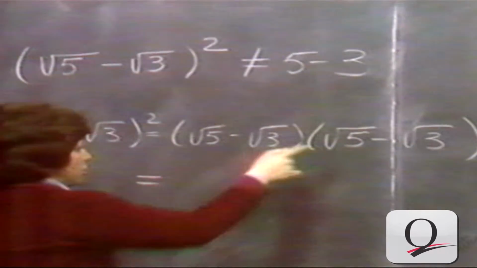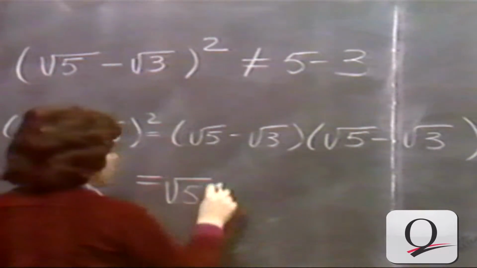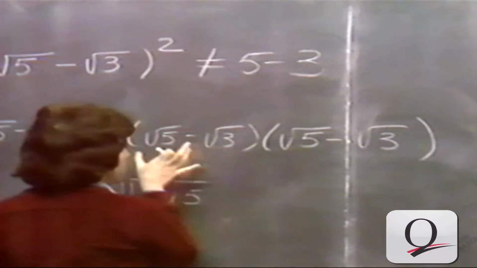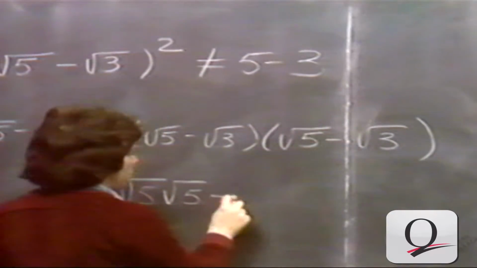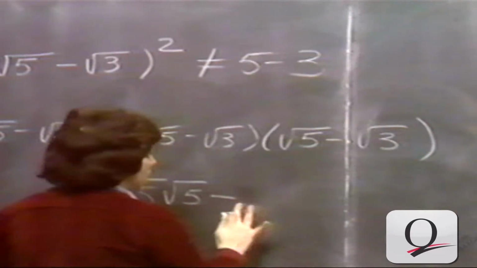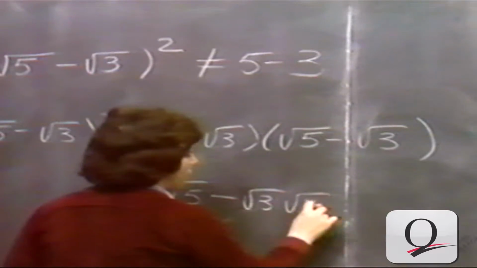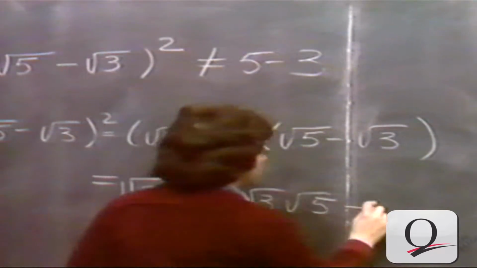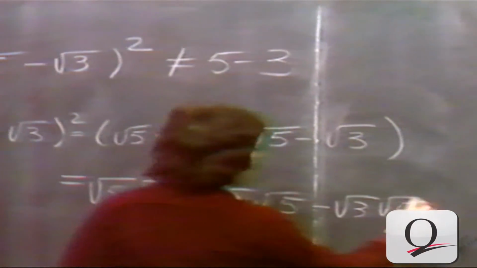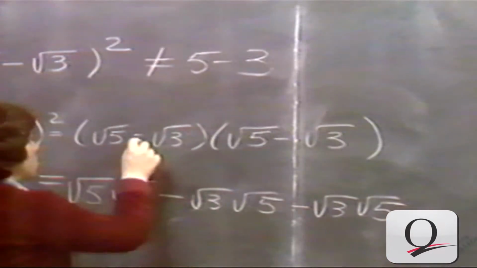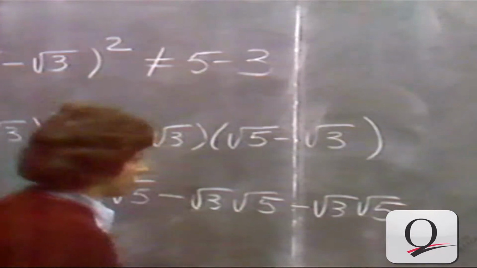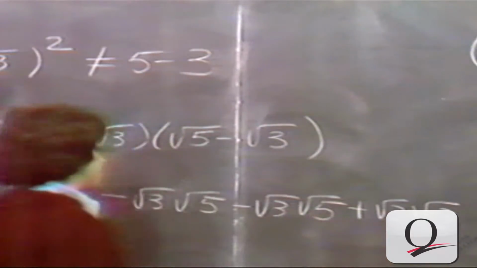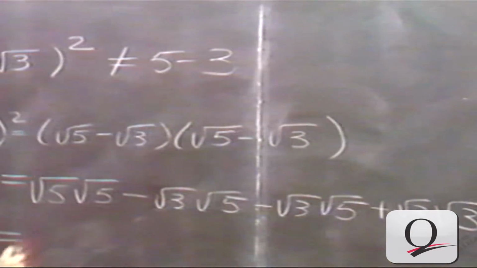Again, the first terms give you the square root of 5 times the square root of 5. The outer terms, you have the square root of 5 and minus the square root of 3, so minus the square root of 3 times the square root of 5. The inner terms, minus the square root of 3 times the square root of 5. And the last terms, minus the square root of 3 times minus the square root of 3, minus times a minus, so that's plus the square root of 3 times the square root of 3.